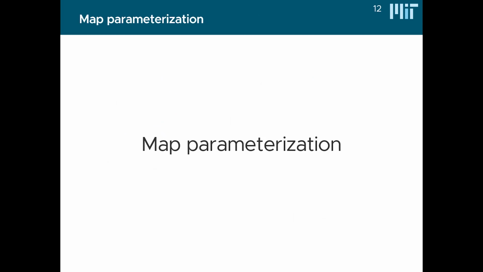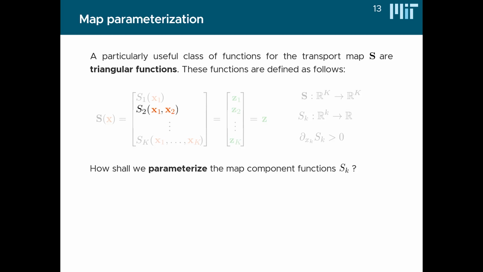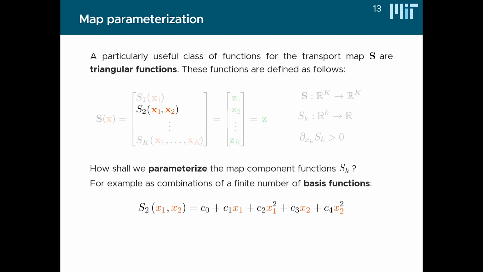Now that we've described what the map looks like and how we actually find the map from one distribution to another, let's talk about how we actually make it computationally tractable. So you recall that's a triangular structure, but we haven't defined what these map component functions actually look like. In principle, they could be infinitely complex, but to make this numerically tractable, we parameterize them somehow, usually with a finite number of basis functions. For example, here I chose power functions up to order 2. Now, we recall from the beginning that we want these map component functions to be monotone in the last argument to ensure that the map is monotone and invertible.